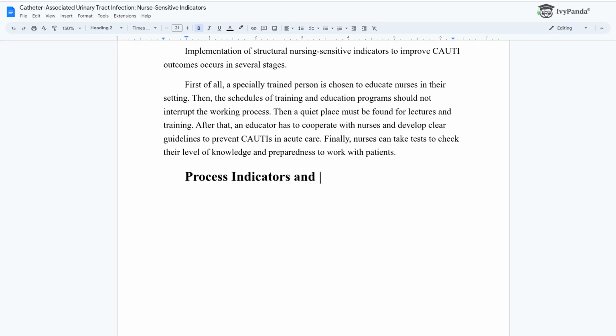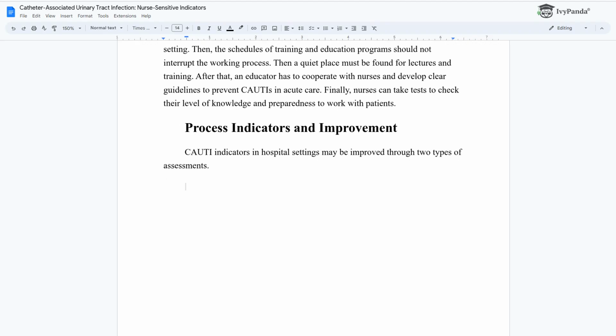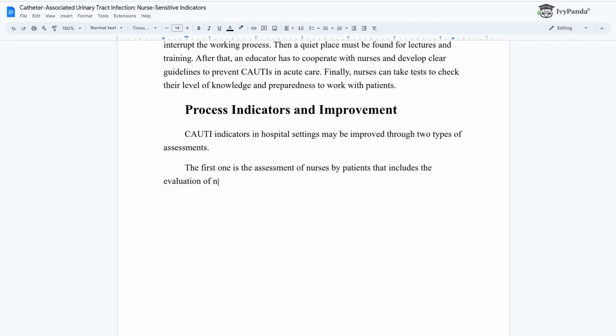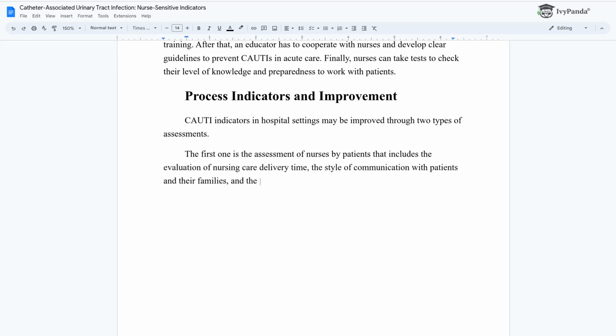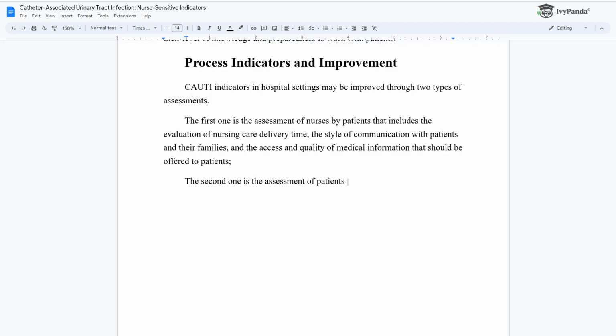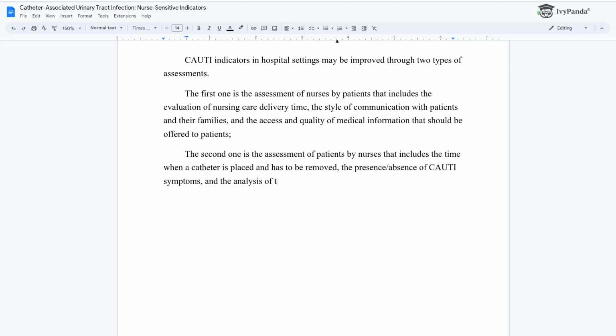Process indicators and improvement. CAUTI indicators in hospital settings may be improved through two types of assessments. The first one is the assessment of nurses by patients that includes the evaluation of nursing care delivery time, the style of communication with patients and their families, and the access and quality of medical information that should be offered to patients. The second one is the assessment of patients by nurses that includes the time when a catheter is placed and has to be removed, the presence or absence of CAUTI symptoms, and the analysis of the urine culture that should occur at least 2 times per day.